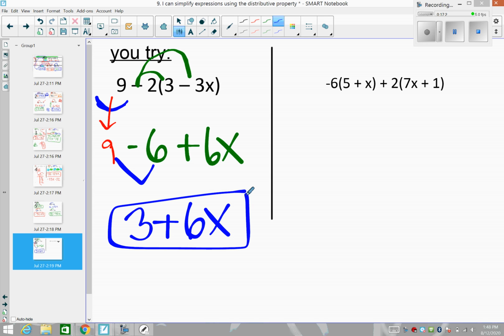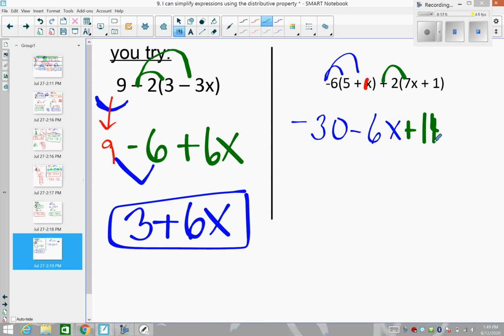The last problem of the day. It's going to require us to use the distributive property 2 times because we have 2 parentheses. We have a 1 sitting here. And then we are going to take this -6 and we're going to multiply, which is -30. We're going to multiply, which is -6. Put the x back. That's the first parenthesis. We're going to go back in again. Second parenthesis, we're going to multiply a 2 to the 7 is 14. Put the x back. Multiply the 2 to the 1 is 2. I feel like we did this one too. What am I doing?